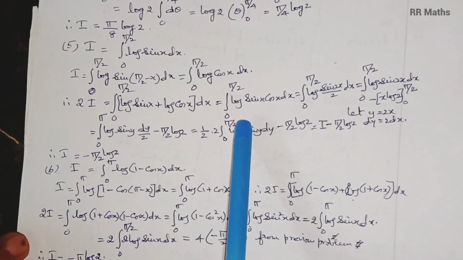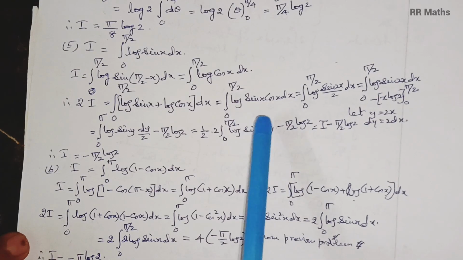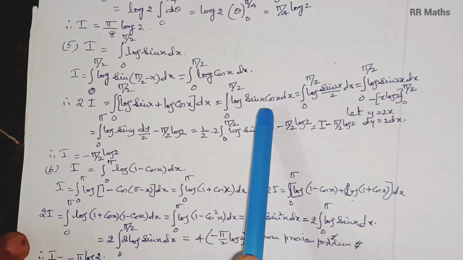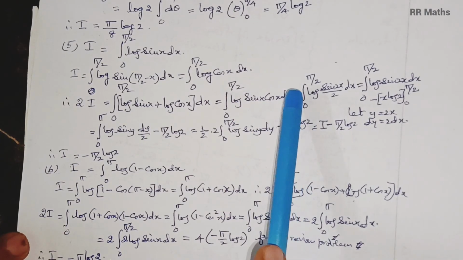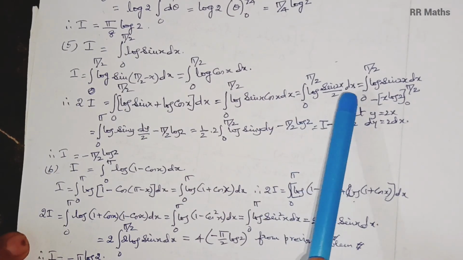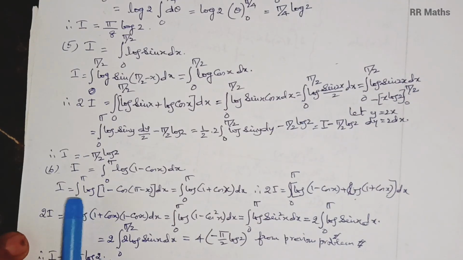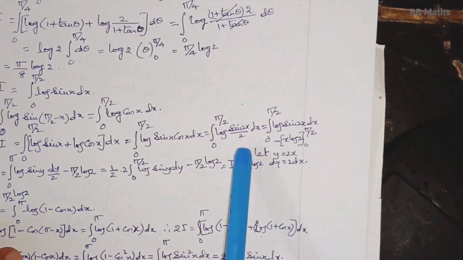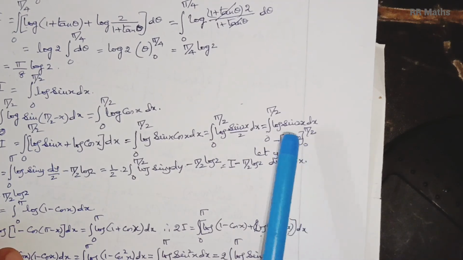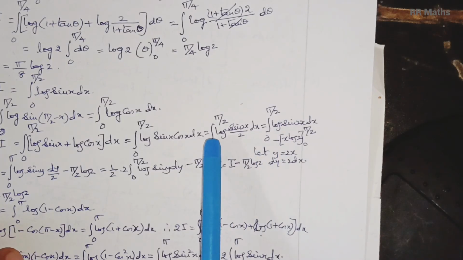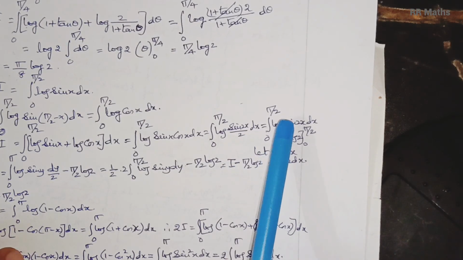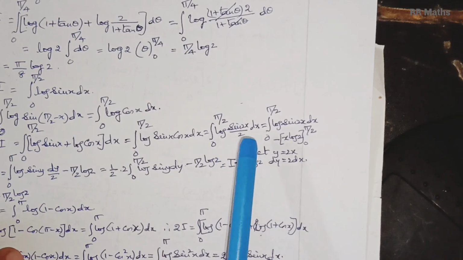Now sin 2x is 2 sin x cos x. So I will replace the sin x cos x by sin 2x divided by 2. So integral 0 to pi by 2 log of sin 2x divided by 2 dx. Now this log m by n is being replaced by log m minus log n, and I change it as two different integrals. So integral 0 to pi by 2 log of sin 2x dx minus integral 0 to pi by 2 log 2 dx.